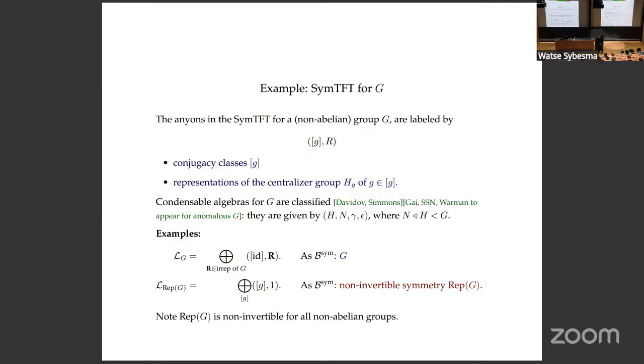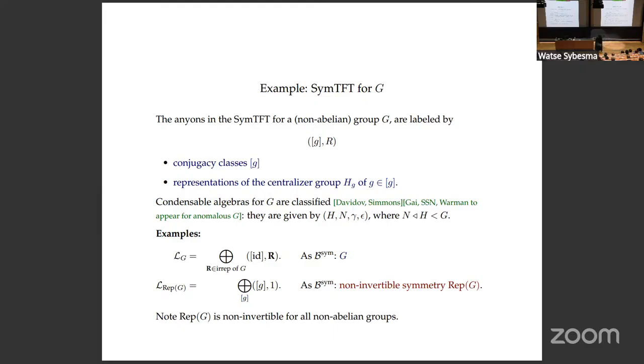And the question is now, what are these mutually local things? They all braid around each other, and there's a complicated structure. Basically, one can classify these condensable algebras, these interfaces, also if the group is anomalous. They're basically given in terms of subgroups, normal subgroups of the subgroup, and some additional cocycles. And this is basically where this whole thing will connect back to this original Landau story.